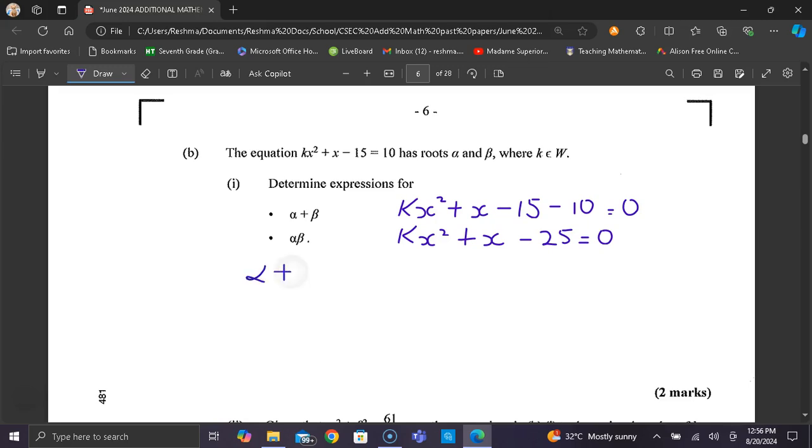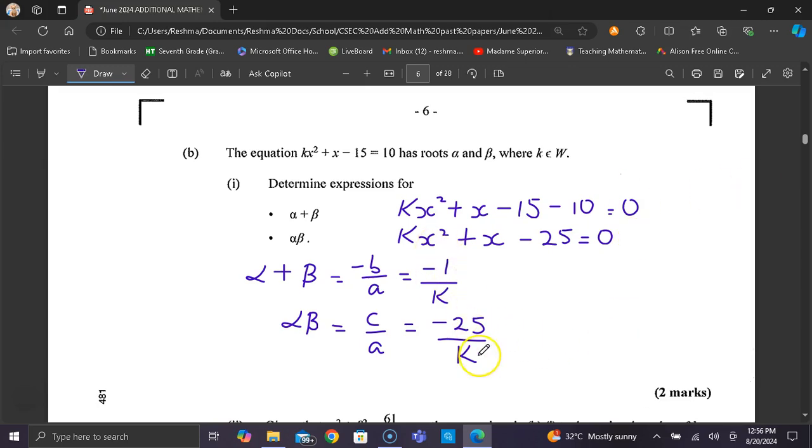So sum of the roots, alpha plus beta, is equal to minus b over a. According to our quadratic equation, b is 1, so that will be minus 1, and a is k. So alpha plus beta is negative 1 over k. So let's find alpha beta, the product of our roots, is equal to c over a. And c is negative 25, and a is k. So the product of our roots, alpha beta, is negative 25 over k. Right, so that's your 2 marks there.